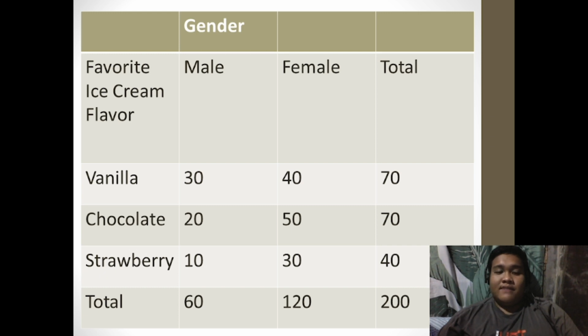Male says vanilla, and some males say 20 chocolate, and some males 10 strawberry. So the totals are 70, 70, 40.